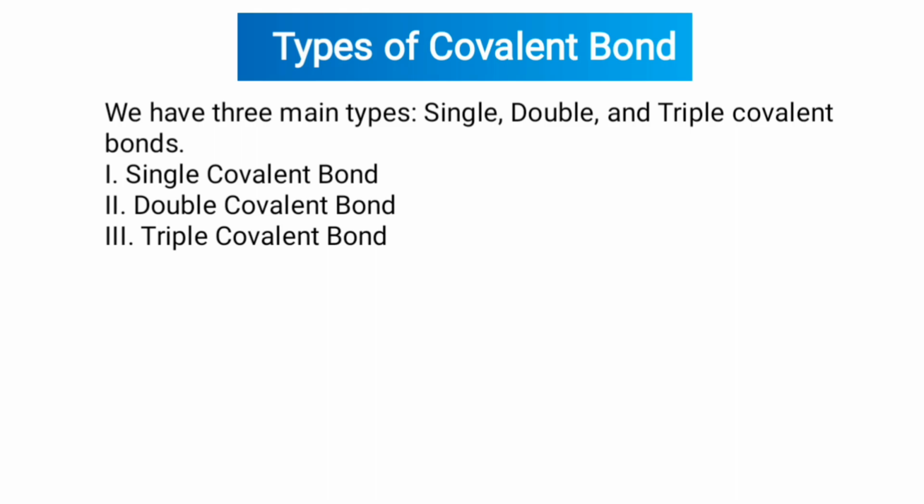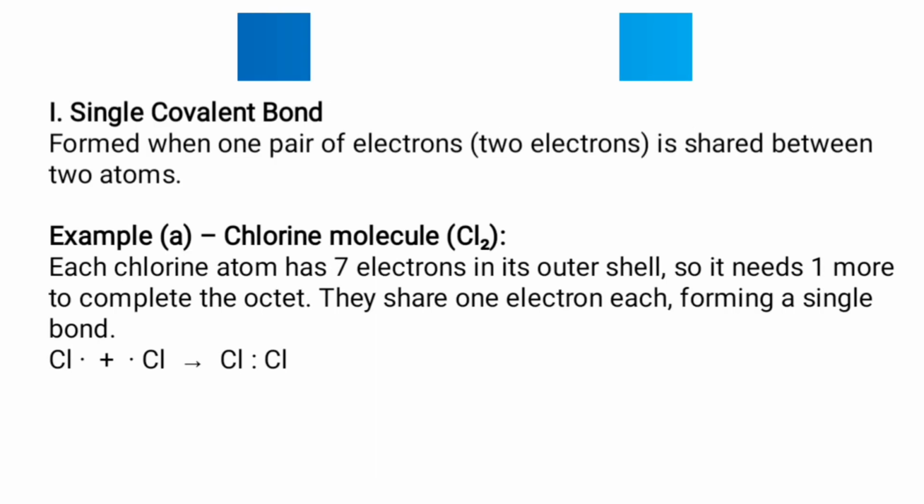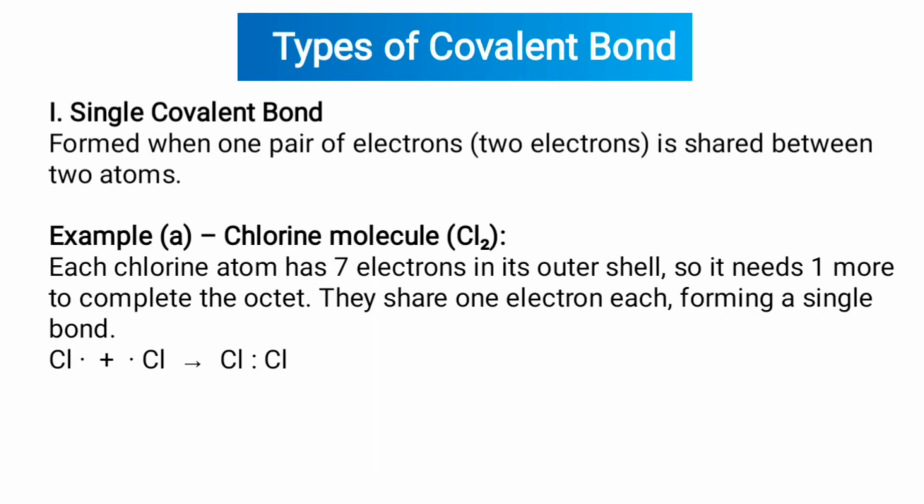So now, types of covalent bond. My dear student, we have three main types of covalent bond: single covalent bond, double covalent bond, and triple covalent bond. Now, single covalent bond. My dear student, a single covalent bond is formed when one pair of electrons, two electrons, is shared between two atoms. Example: chlorine molecule, Cl2.